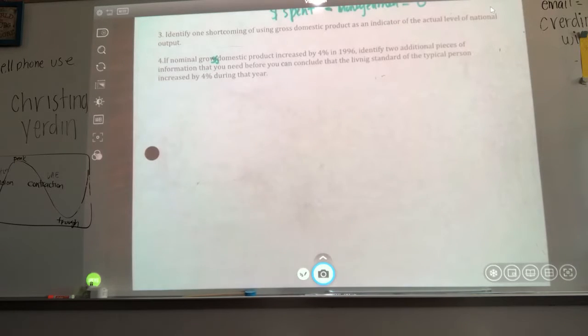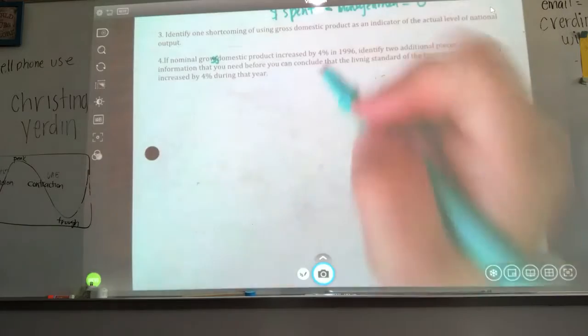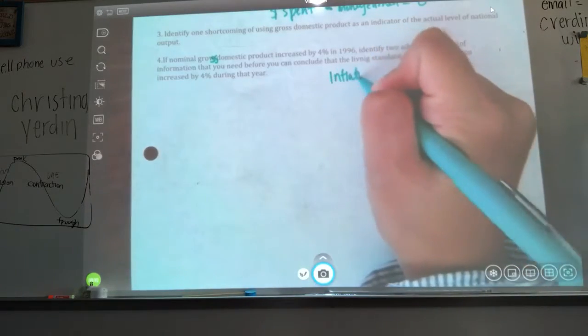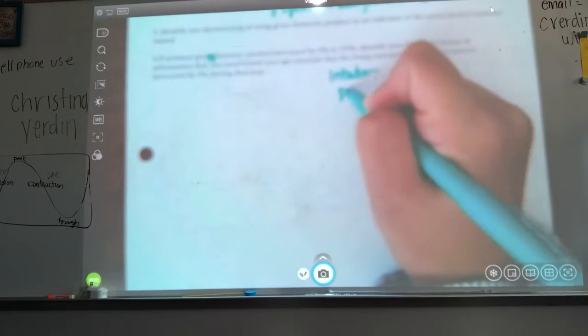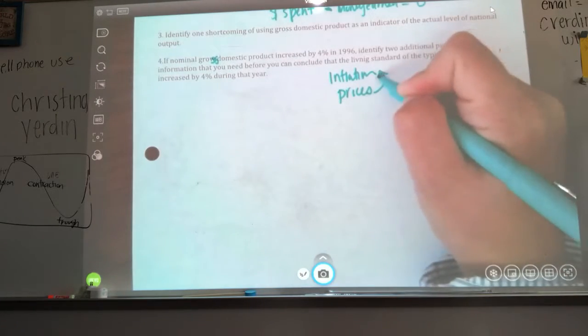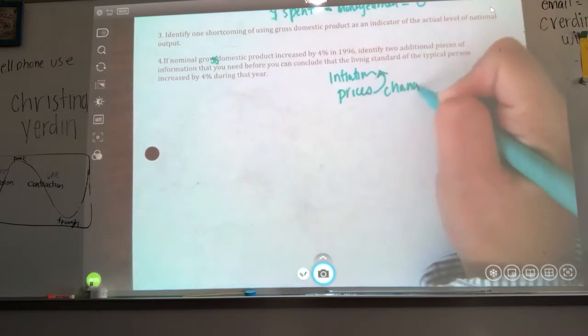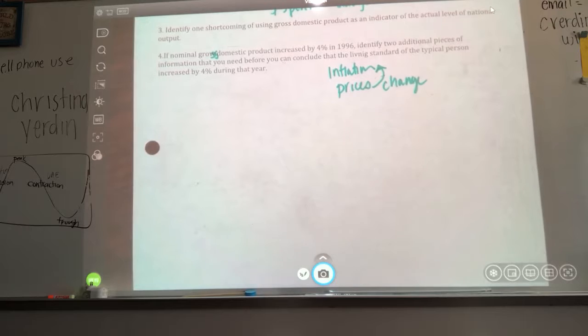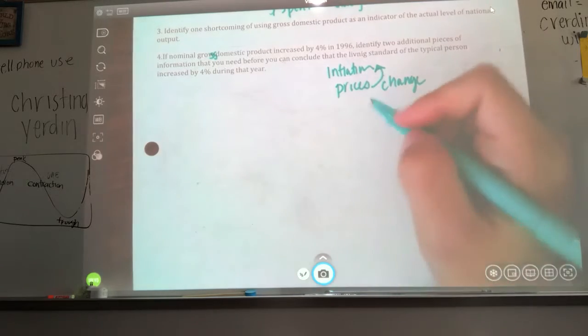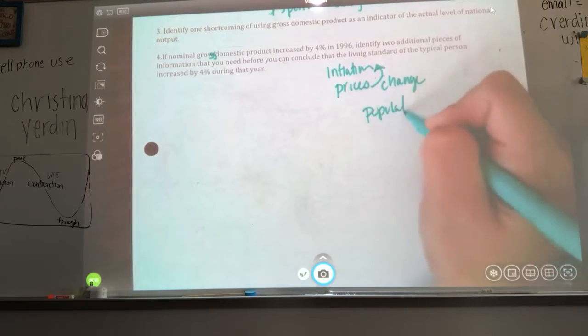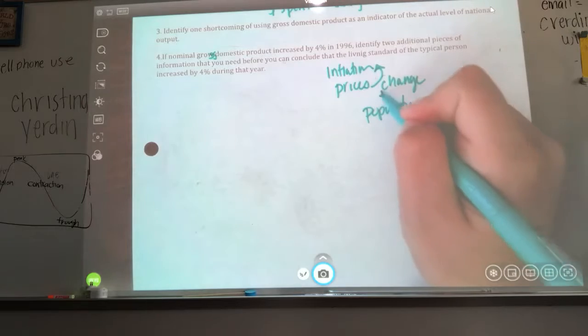Okay, so wait. Every time I calculate GDP, what two things am I taking into consideration? Inflation. I need to know if inflation occurred. I also need to know prices, which deals with the price change, right? Also, GDP, we also said, is very dependent on what? Population. Those are the two answers: inflation with the price change, and population.